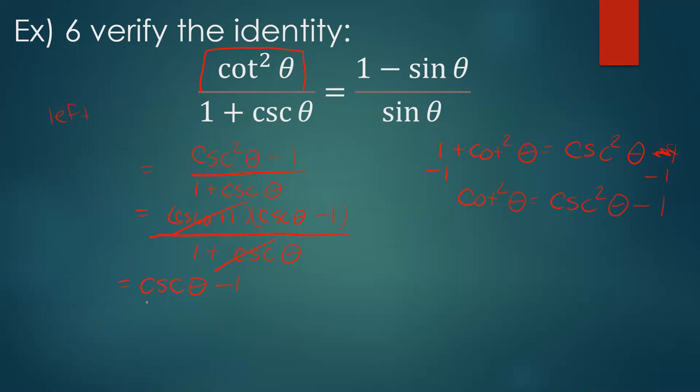Now, does it look like the right side yet? No, but you can keep on going. Cosecant theta is the same thing as 1 over sine theta minus 1. So you are technically subtracting fractions, and when you're subtracting or adding, you need a common denominator. So you can rewrite this 1 as sine theta over sine theta, right? So that simplifies as 1 minus sine of theta over sine of theta. So now it looks exactly like the right side. So you just proved it, and you are done with this problem.